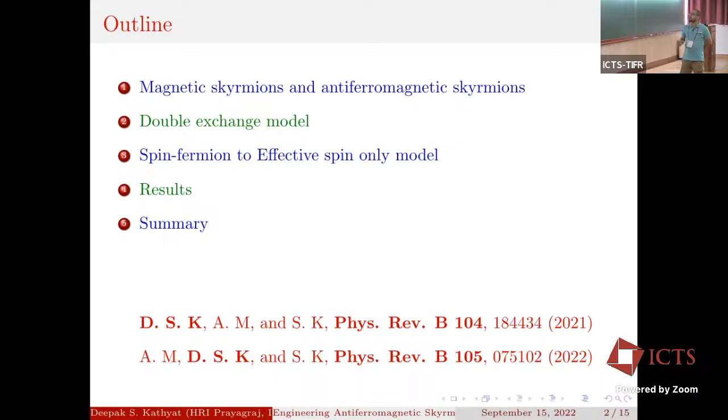First I will introduce magnetic skyrmions and their antiferromagnetic counterparts and the double exchange model. Then I will derive an effective spin-only model from the spin-fermion model. Then I will show some results and summarize. This work is published in these two PRB papers.